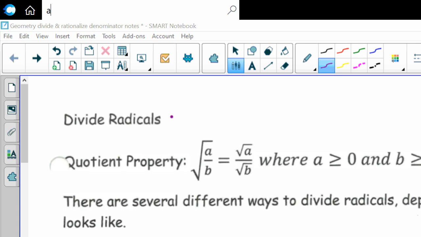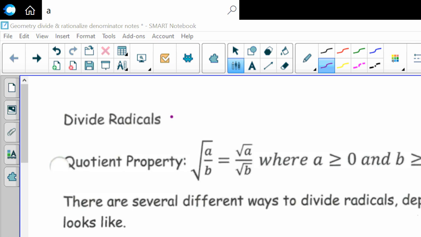Today in geometry, we're going to review how to divide radicals and rationalize the denominator. So remember that our quotient property looks like the square root of a divided by b is equal to the square root of a divided by the square root of b, as long as a and b are both greater than or equal to 0. So when you have the fraction underneath a radical, you can just simply separate that and make two separate radicals.